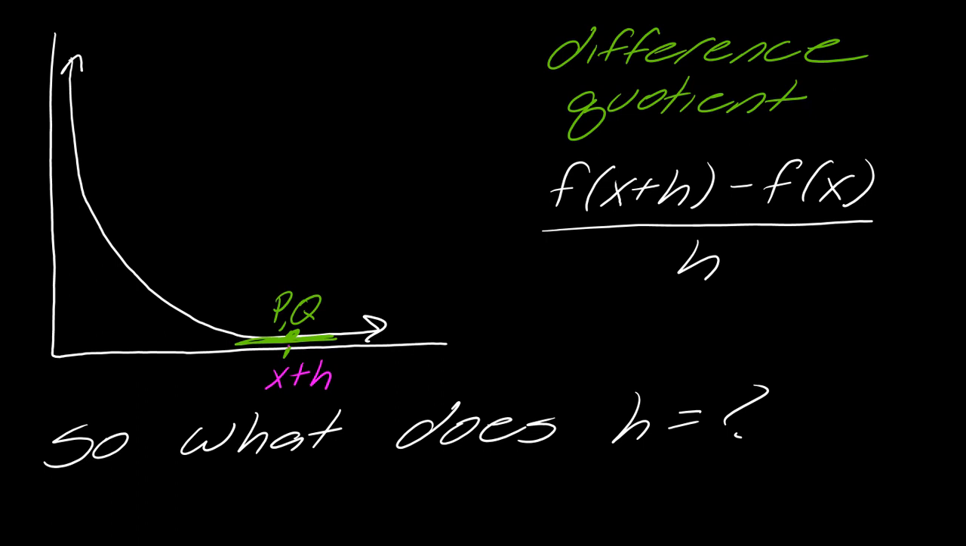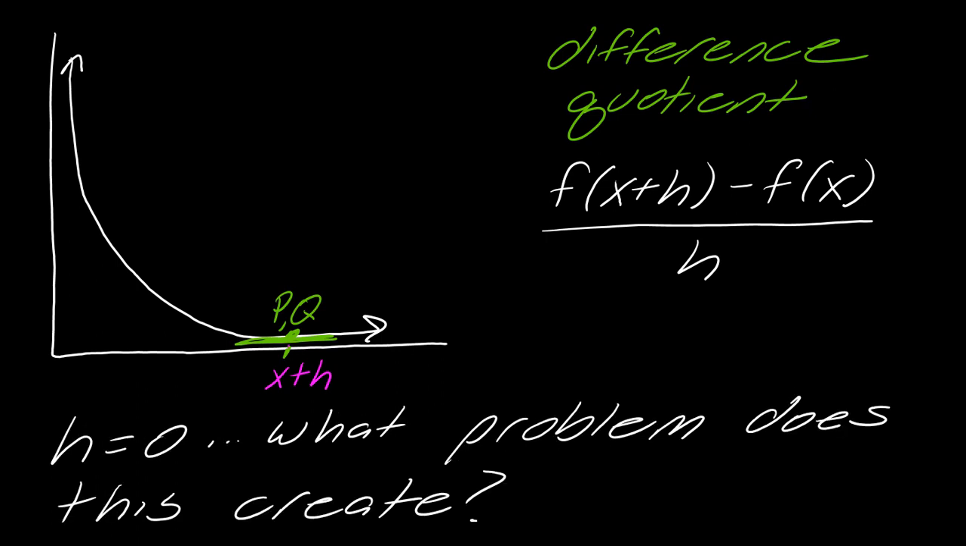But there's a conundrum here. What would h equal if I slid these points closer together? So remember, h stands for that distance between the 2 points. So what must h equal? Well, if I slide them this close together, the distance between them is non-existent, right? The distance becomes 0. So h equals 0.